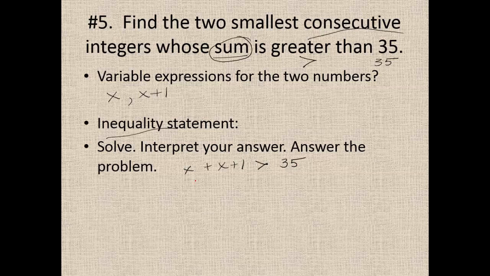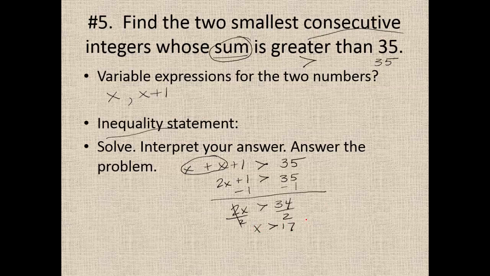Okay? And then you solve that. So I'm going to combine these like terms right here. I get 2x plus 1 is greater than 35. And I'm going to subtract 1 from both sides. So 2x is greater than 34. Now divide by 2, and you get x is greater than 17.